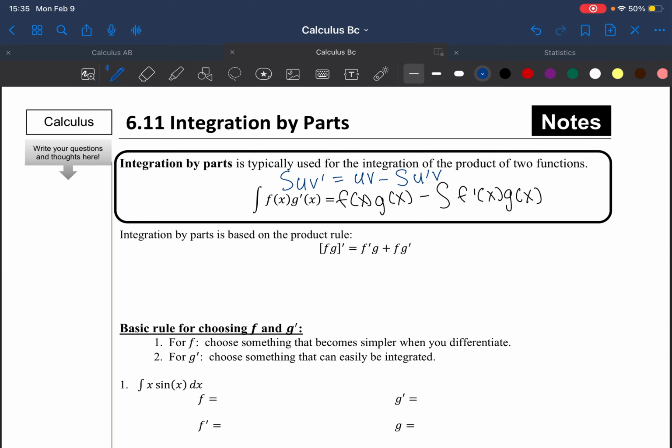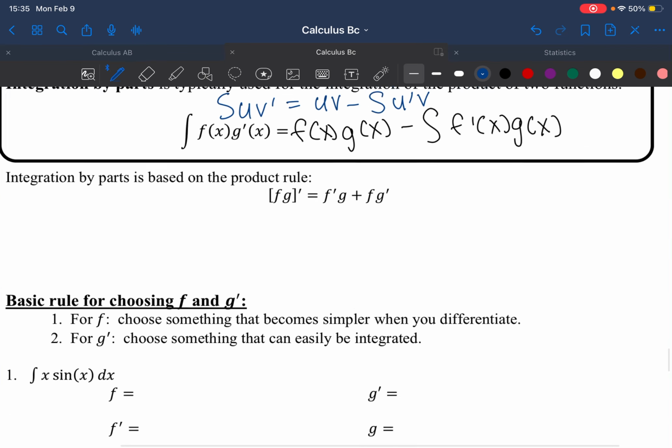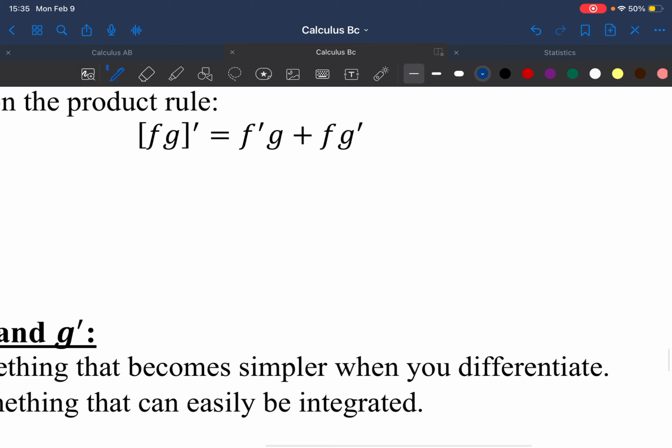In this course, I'm not going to use too much the u and v because it can get confusing, especially if you're writing pretty fast, to be able to tell the difference between your u's and your v's. Integration by parts is based on the product rule. So for this, I'm going to do the proof of the product rule. So it says the derivative of f times g is equal to f prime times g plus f times g prime.